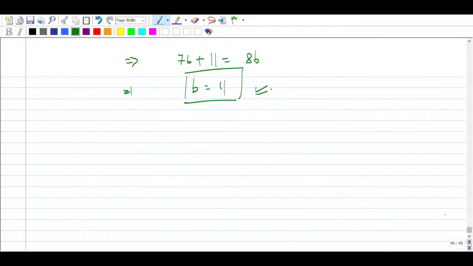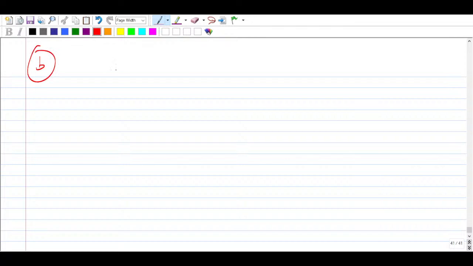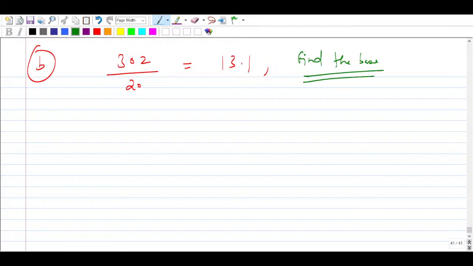Now we can take one more problem where we have to find the base. Now they have given the form of, you can say, 302 fractional they have given, right? 302 and 20 you have got here as 31.1. What you have to find here is the base. Okay, find the base.